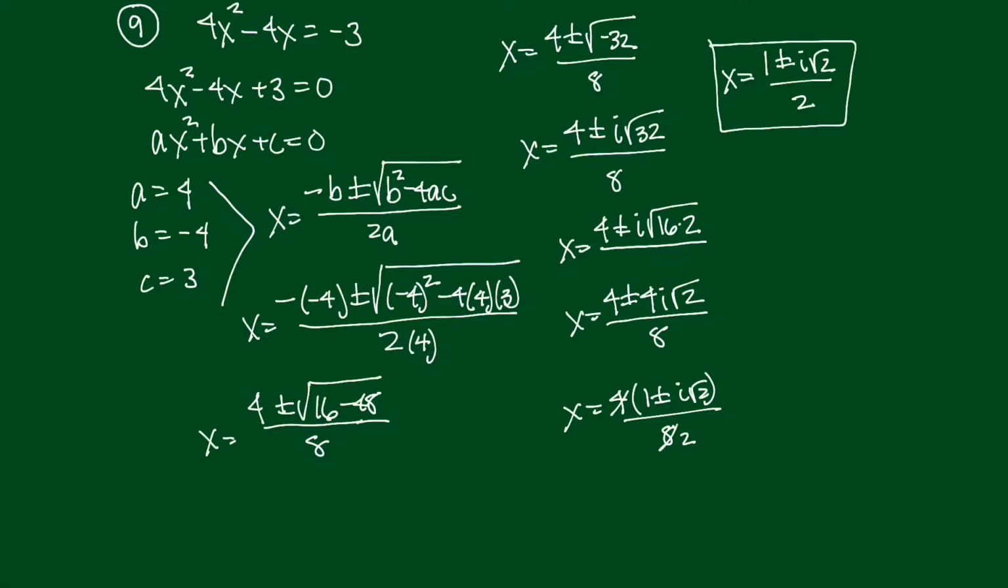Or if you like it in the a plus bi form, you could write it as 1/2 plus square root of 2 over 2 i. In fact, just make it 1/2 plus or minus the square root of 2 over 2, and then write the i out at the very end, because that's of this form, a plus bi.